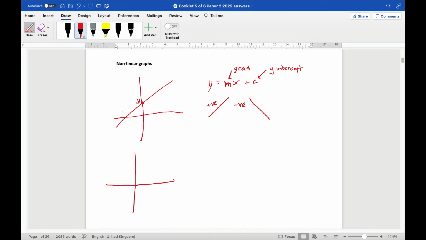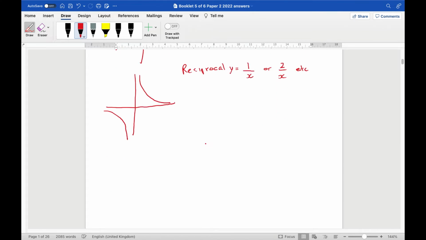Another type of graph, which is a non-linear one, looks something like this. It never touches those lines, it just looks like it. This is called a reciprocal. And it will be something like y equals 1 over x, or 2 over x, or 3 over x, etc. And that's what they look like. Just need to know that, nothing else to say on that one.